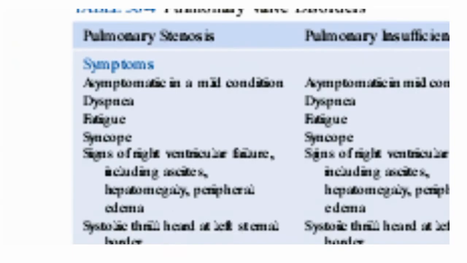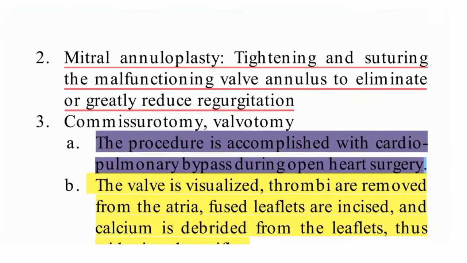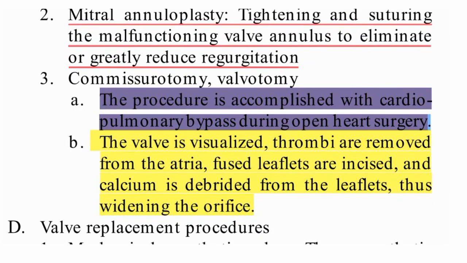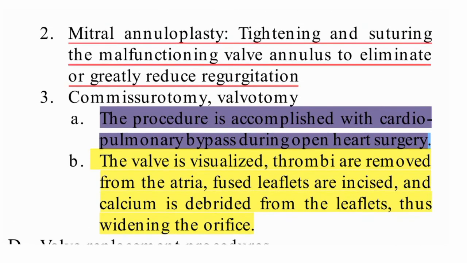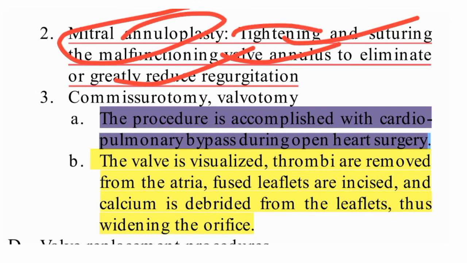Then what else can we do? Mitral annuloplasty. Mitral annuloplasty is tightening and suturing the malfunctioning valve annulus to greatly reduce regurgitation. So we can tighten the mitral valve so that it cannot regurgitate.